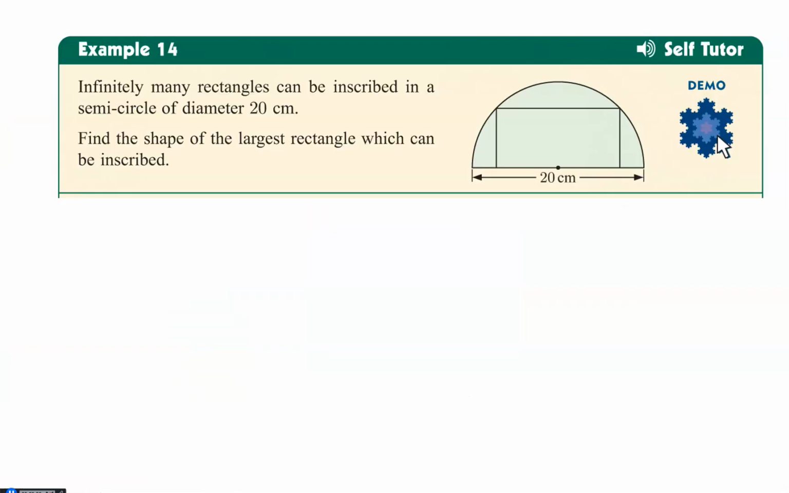So in our question, we want to find the shape of the largest rectangle which can be inscribed. So basically what they're saying is we could have a rectangle like this. Which one gets the largest area, basically, because the largest shape of something would be the area of it.